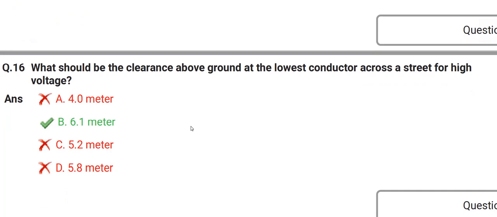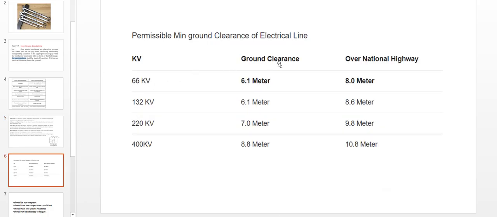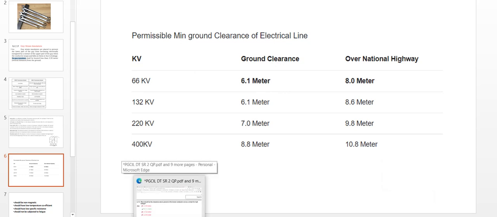What should be the clearance above ground at the lowest conductor across a street for high voltage? So already we discussed previously that 6.1 meters is the ground clearance for the lowest. Okay, for lowest means 66 kV.